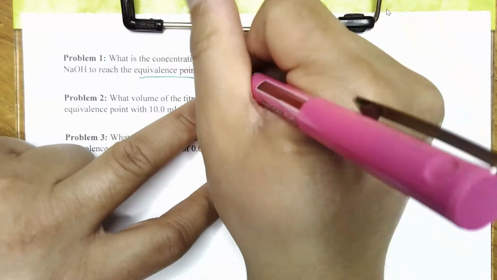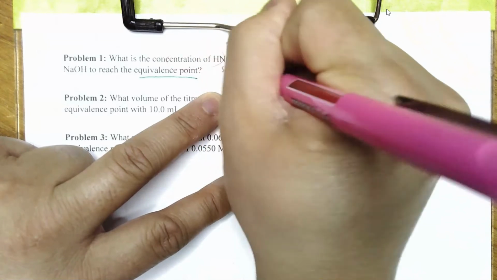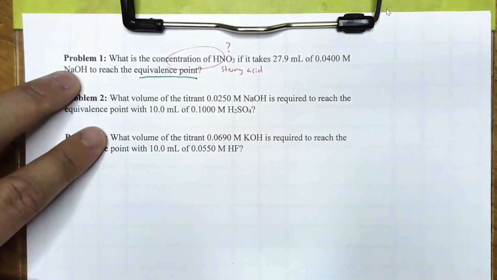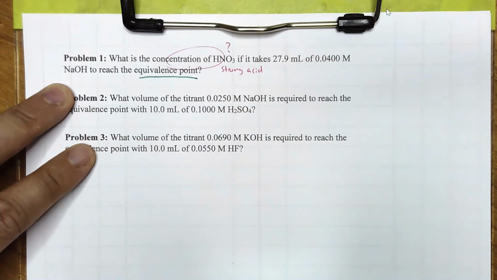We know this is a strong acid, and NaOH is a strong base.